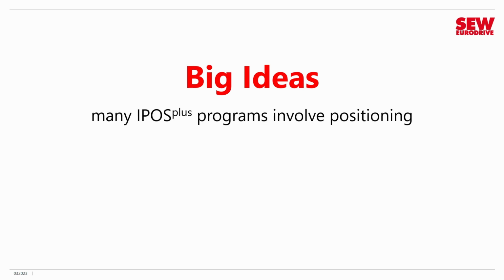Where do we begin? Well, we need to cover a few big ideas here that will lead us into our topic for today. Our big ideas deal with a subject called referencing. Most IPOS programs involve positioning. Not all of them, certainly. There are some speed and torque control ones, but a good percentage of IPOS programs do involve some kind of positioning. And as you probably know, positioning requires that you have an encoder on the motor and sometimes other encoders as well. Why do we need encoders? Well, it's really simple. We need to know where things are, and without encoders, we can't do that.